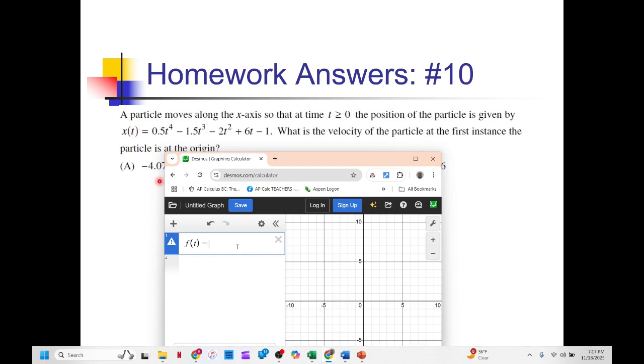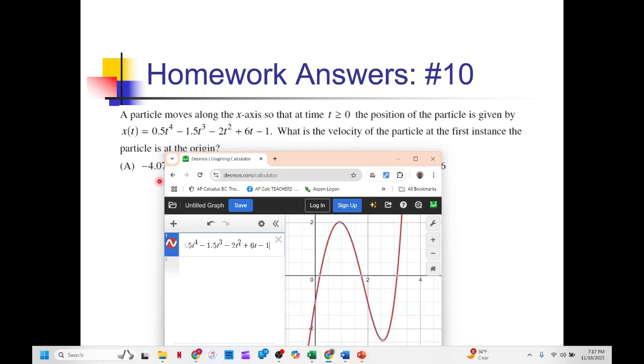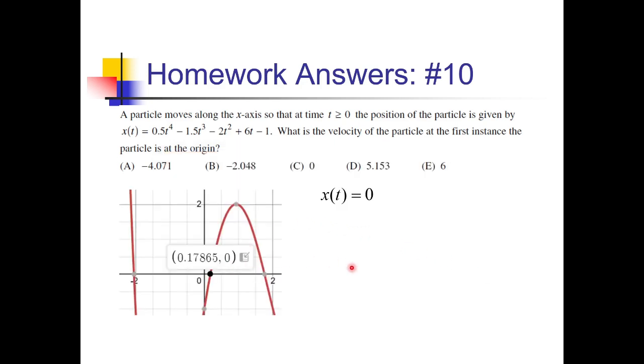That should be close enough. So we've got 0.5 t to the fourth minus 1.5 t to the third minus 2t squared plus 6t minus 1. Let's just carefully put that in there. And then zooming in a bit here, the first time that I am crossing the x-axis in positive territory is right here at 0.179 if I round that off. So there was my picture, and time 0.179.